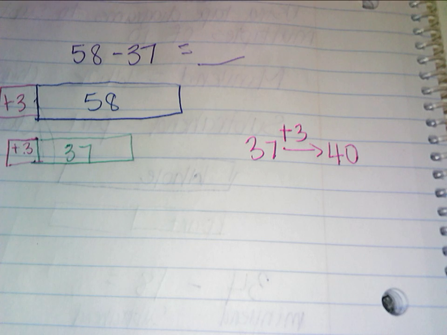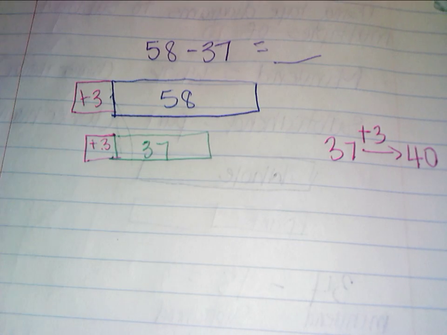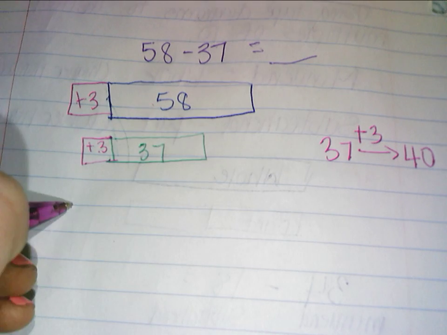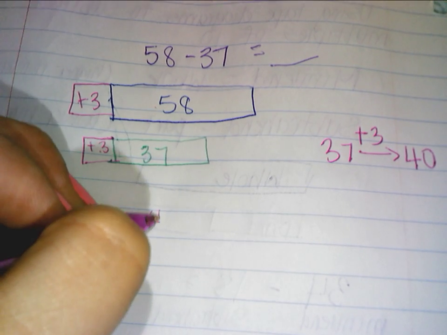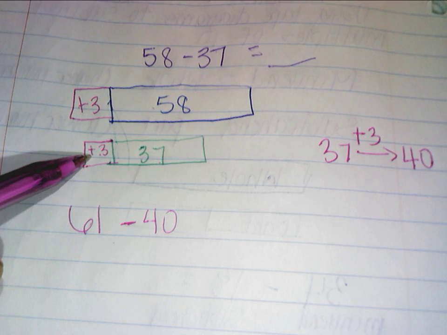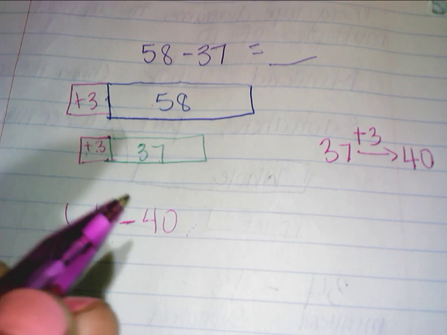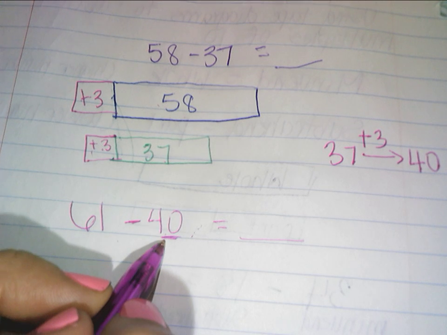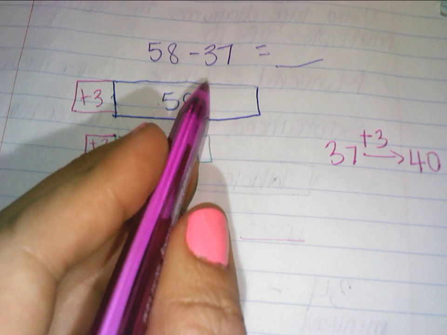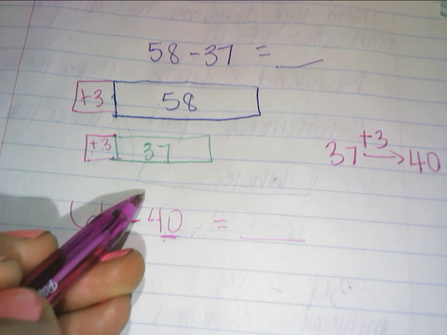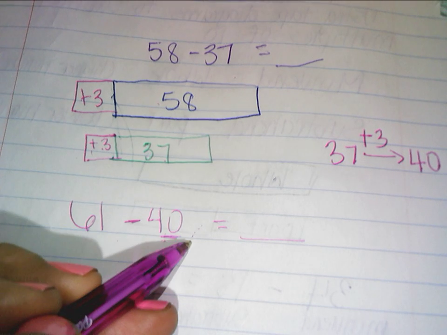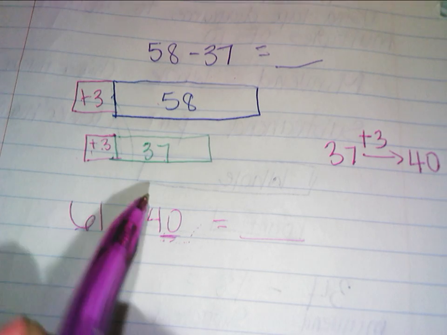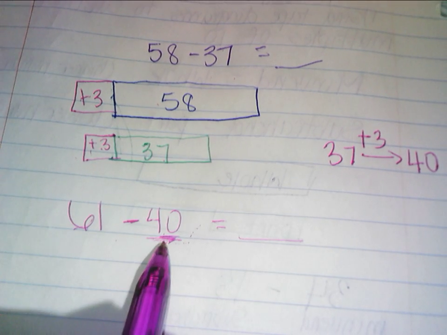Now my last step is to rewrite my equation with my new numbers. 58 plus 3, 59, 60, 61. So it's 61 minus 40. 37 plus 3 is 40. Remember, that's your happy benchmark number. So as you can see, now you can clearly see that you can do multiples of 10. Up here, it's 10s and 1s. That's why we had to add on to make it a happy benchmark number. So both numbers changed because you wanted to make this a multiple of 10.